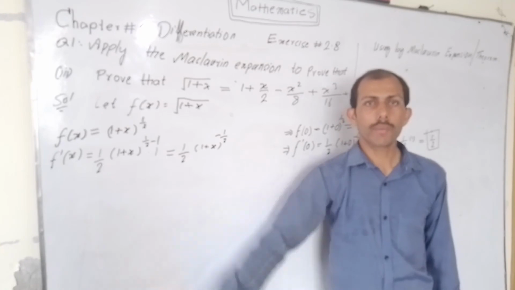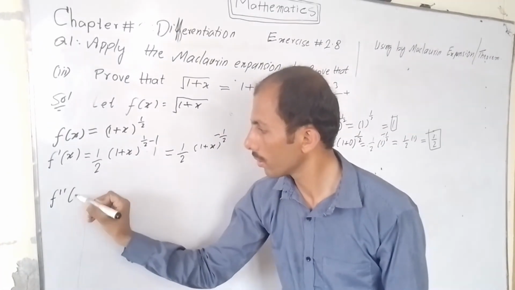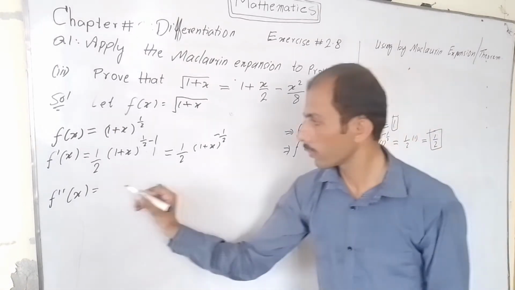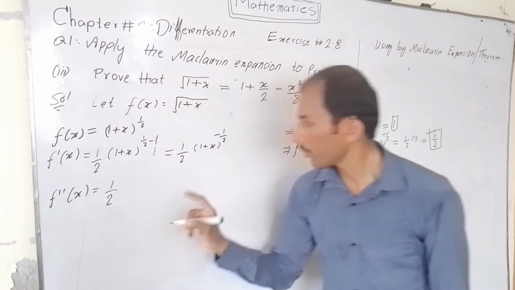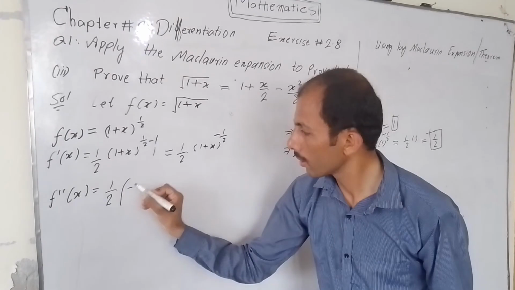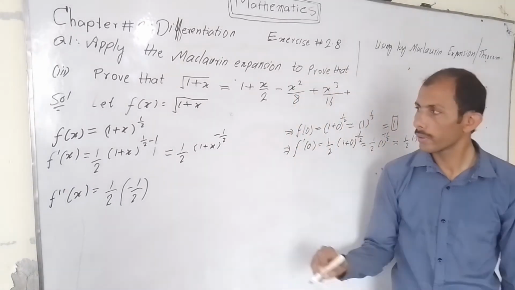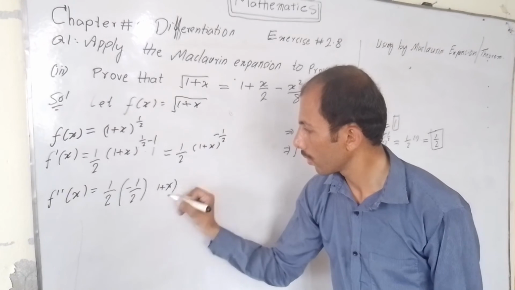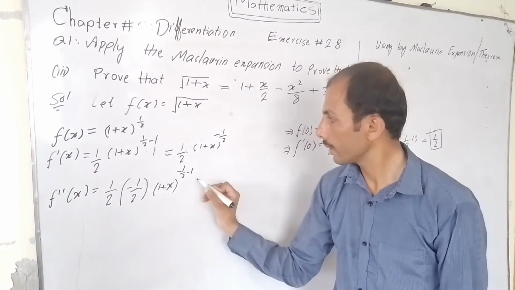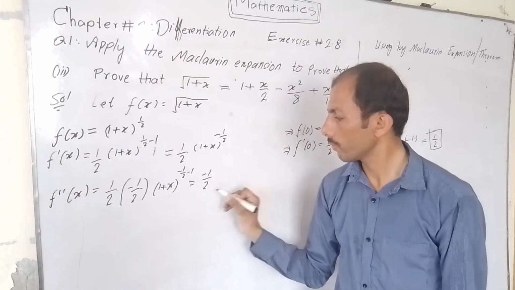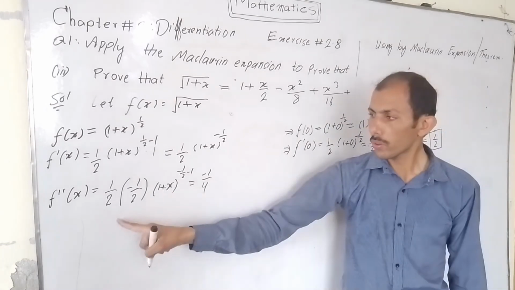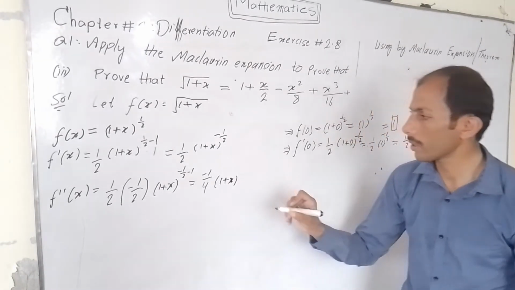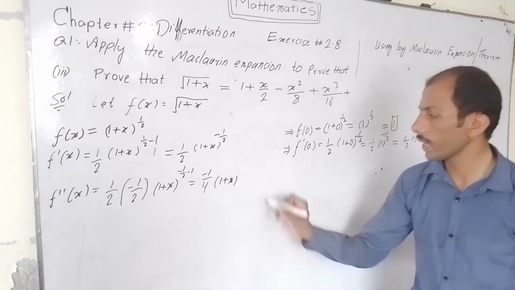Second order derivative f double prime of x is equal to 1 divided by 2 into first power minus 1 divided by 2 into 1 number subtracted from the power of 1 plus x whole power minus 1 over 2 minus 1 is equal to minus 1 divided by 2 times 2, so 1 over 2 into minus 1 over 2 is equal to minus 1 divided by 4 into 1 plus x whole power minus 1 over 2 minus 1 is equal to minus 3 over 2.